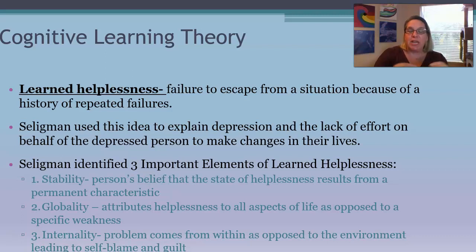Seligman identified 3 important elements of that learned helplessness theory. So first one is stability. So the person has to believe that their helplessness results from something permanent, okay? And in humans, it's like a permanent personality characteristic. The second element is global. Okay, so this helplessness applies to all aspects of their life, okay, everything that they try to do. And the third one is internality. So the problem comes from something within themselves, not something in their environment. So it gives them that feeling of helplessness within themselves, and they don't try to better their situation.